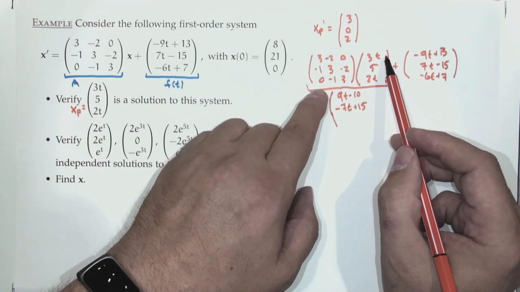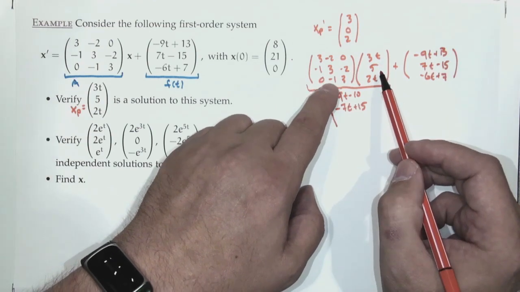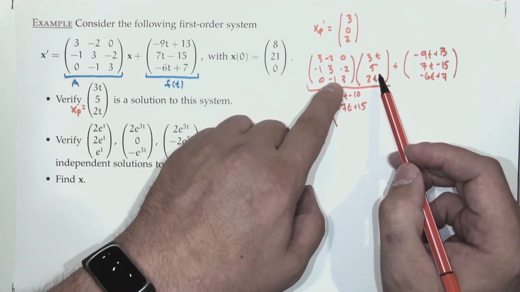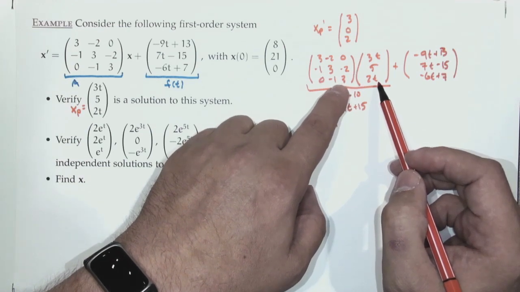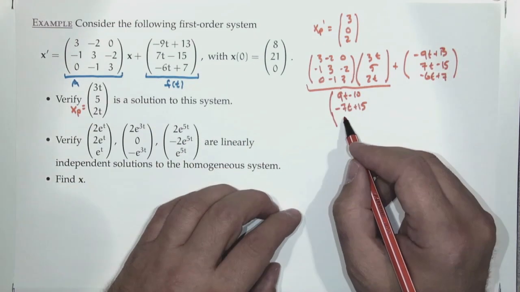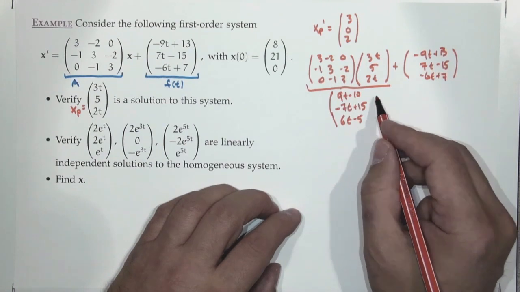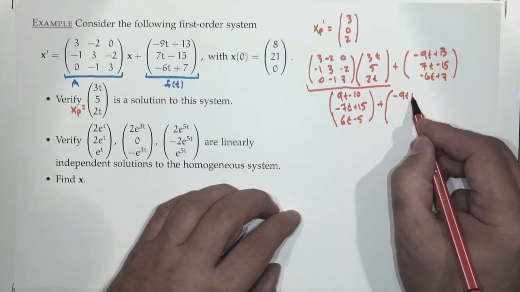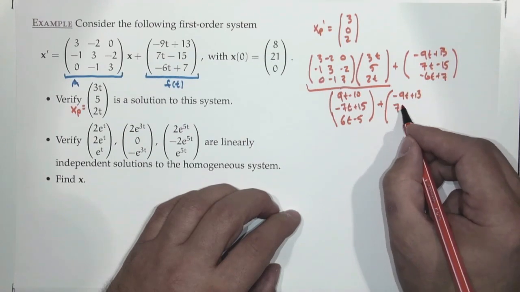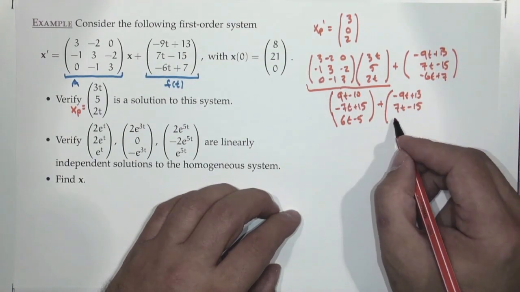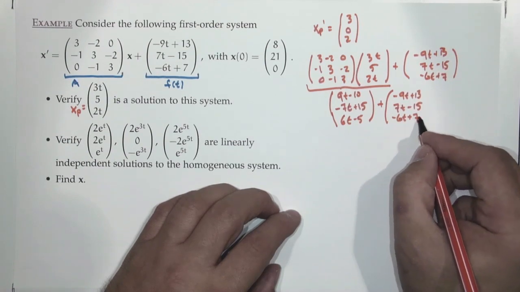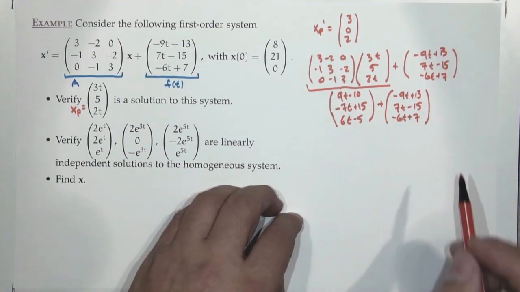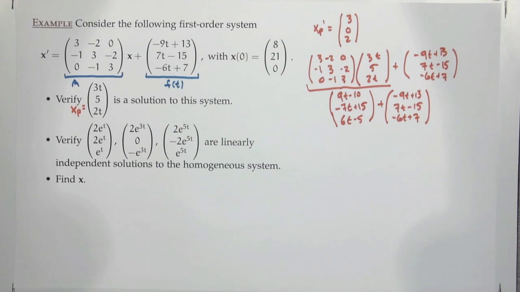0 times 3t, 0. Minus 1 times 5, minus 5. 3 times 2t, 6t. Put them together, you get 6t minus 5. Plus (-9t + 13, 7t - 15, -6t + 7). Now, how do we add these two vectors together? Entry-wise. Entry per entry.